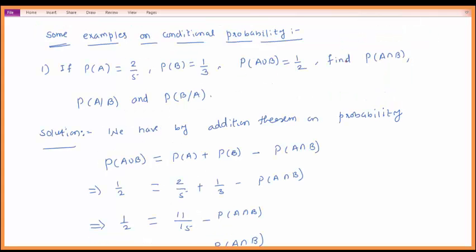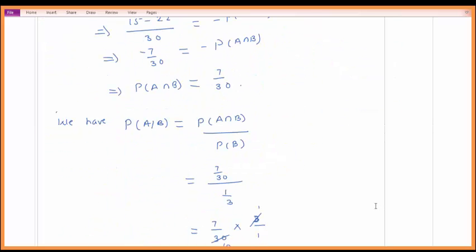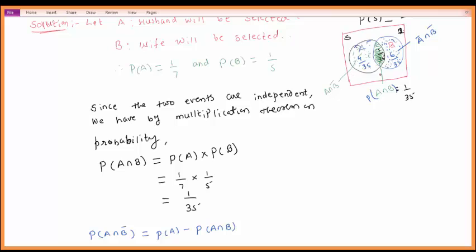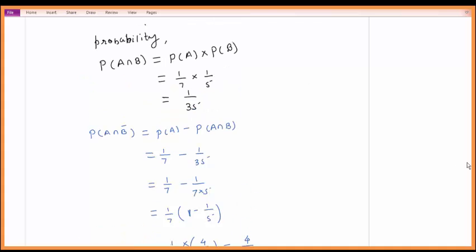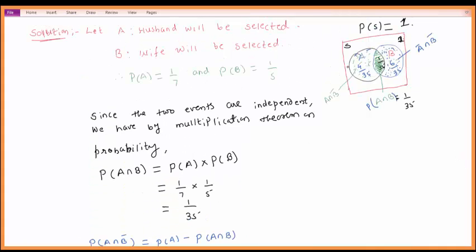To find the probability of this part, that is only husband is selected, we have to remove from probability of A the probability of A intersection B. So, probability of only husband is selected is P of A intersection B bar. This is given by P of A minus P of A intersection B. Why? Because this is total A, husband selection, but wife will not be selected. So, we have to remove this common part.